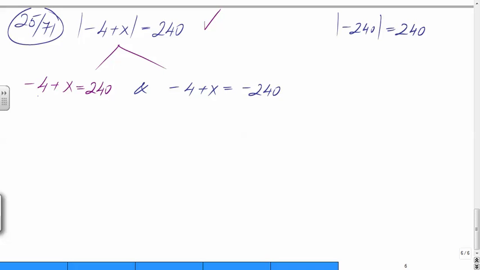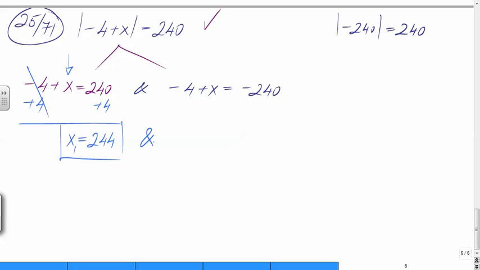First one, I need to have x by itself, and I will add 4 to both sides. Okay, -4 plus 4, nothing. Your x equals 240 plus 4, 244. And this is your first solution. You can call it x sub 1, x1. And the second one, to find this one, I will add also 4 to both sides. Okay, -4 plus 4 is nothing. Your x sub 2 will equal -240 plus 4.